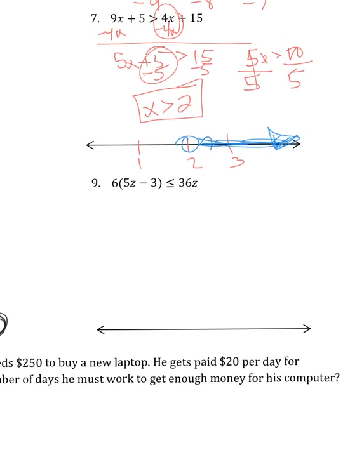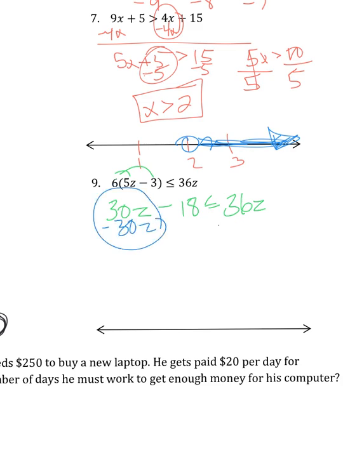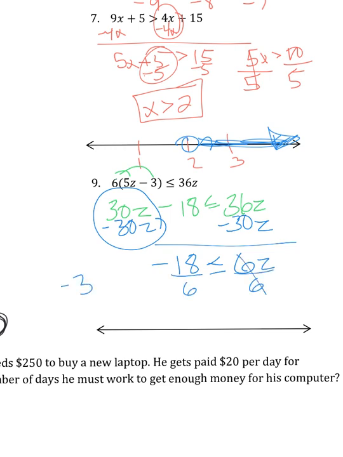This one's a little bit confusing because we got some distributing here. I would tell you that I would write 30z minus 6 times 3 is 18. Notice I kept that minus sign. It's less than 36z. I'd probably minus the 30z so that I can get it over to the other side and only have one variable. So that negative 18 is less than or equal to 6z. Dividing by 6 results in me finally getting to negative 3 is less than or equal to z.